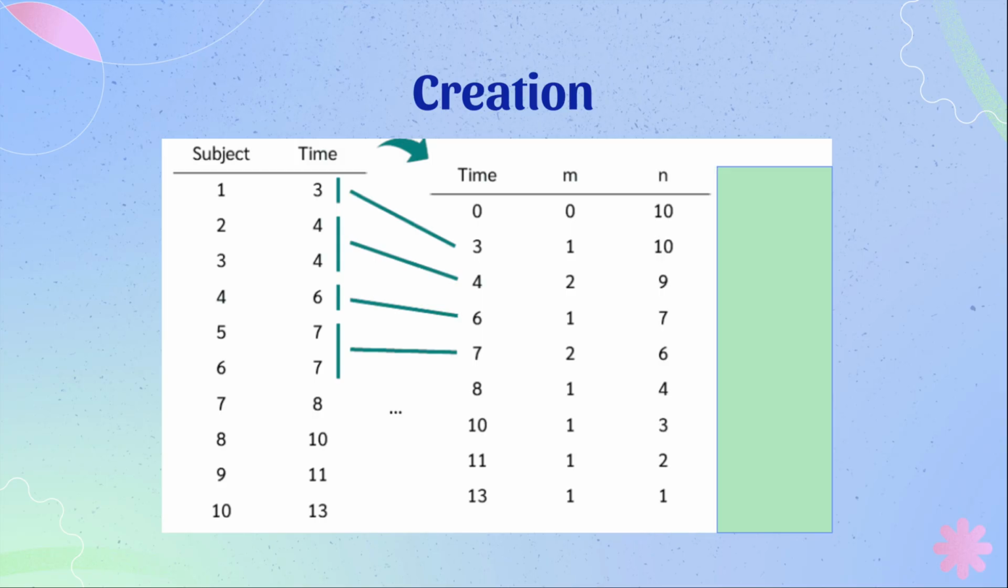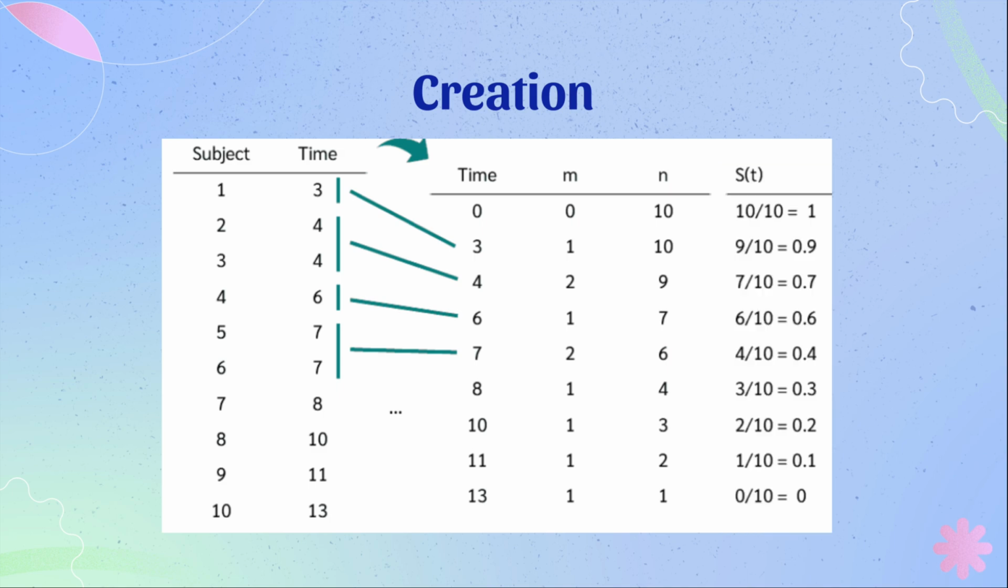Next, we make an N column, which is the number of subjects that made it to a time point, including those who die at that time point. For example, a total of 10 people made it to time 3, including 1 person who died there, and 9 people survived to time 4, including 2 who died there. By dividing n by the total number of subjects, we get our survival rate, which when plotted gives us our Kaplan Meier curve.